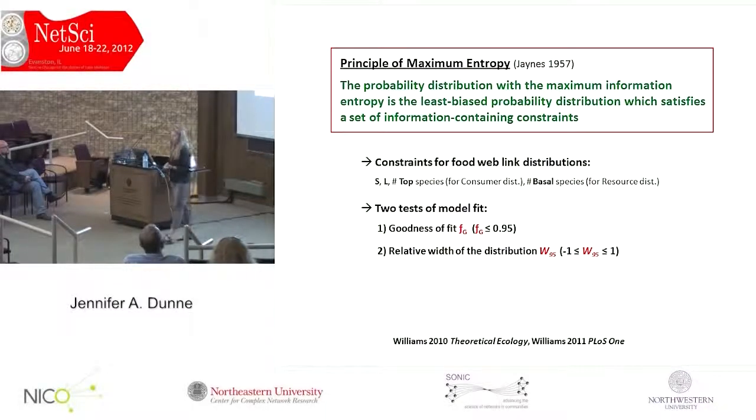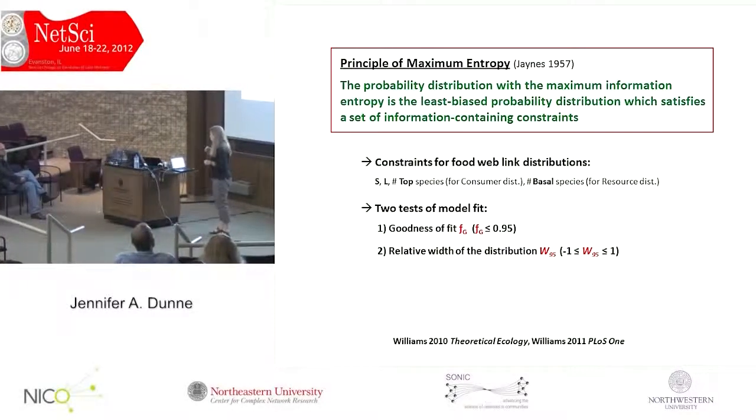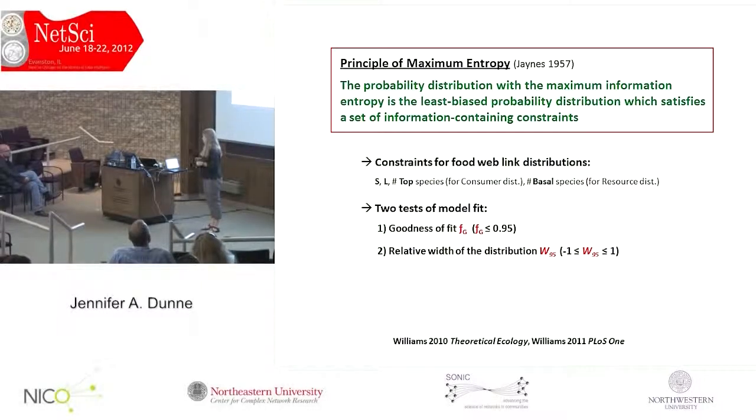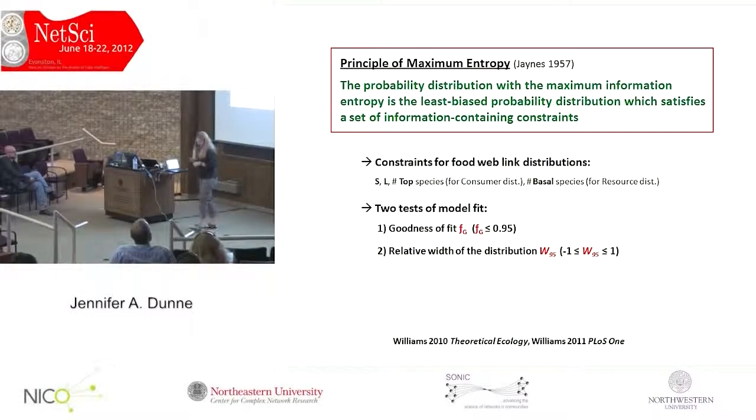The principle of maximum information entropy provides one way to think about a null model. This is work published by Rich Williams, who is here. The probability distribution with the maximum information entropy is the least biased probability distribution that satisfies a set of information-containing constraints. You can use this approach to see if there's a null expectation given certain things that you know about a system, in this case, a food web network.